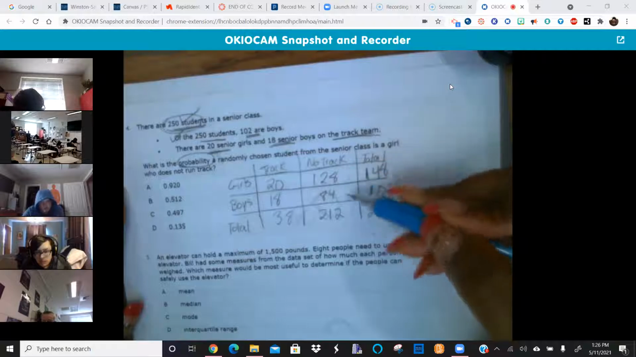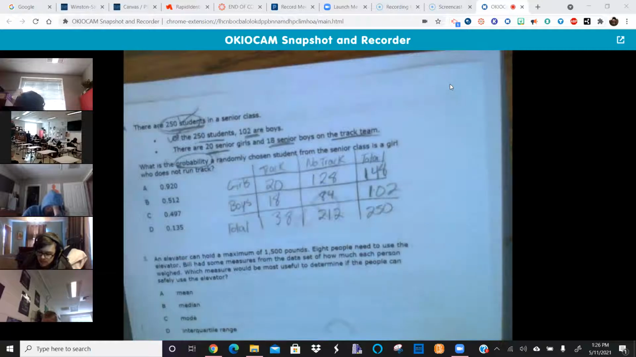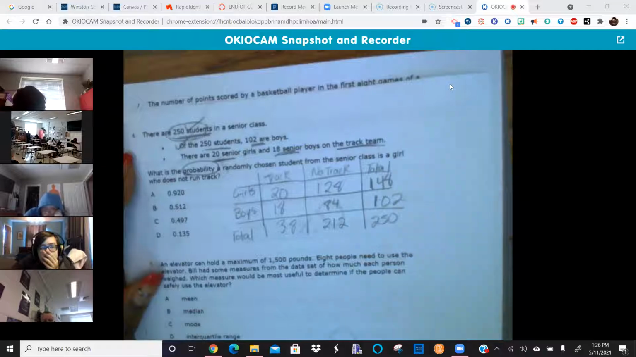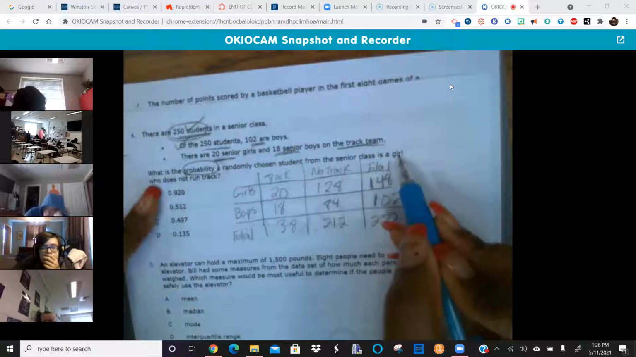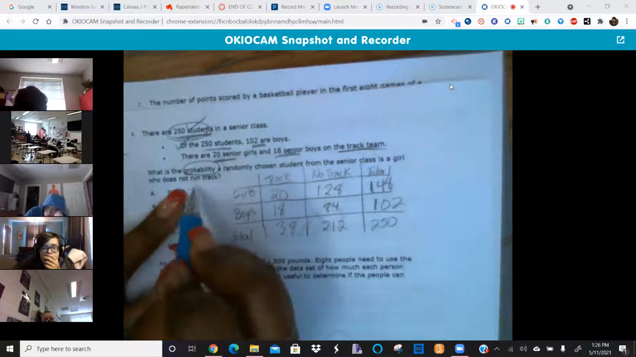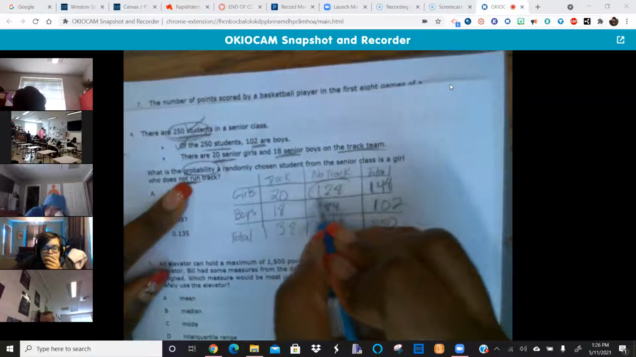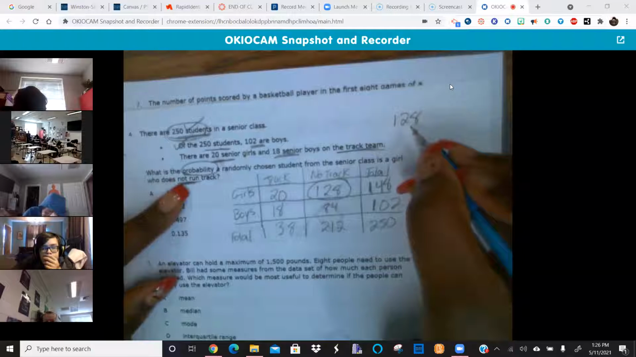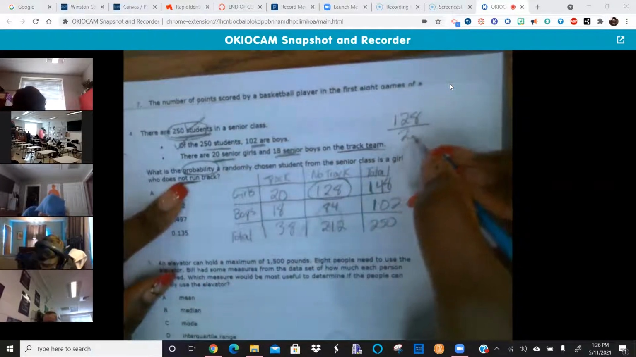Now these two numbers added together gives you this 212. So now you have a good table of information. So now you can answer your probability questions because you know how many of everything that falls in every category. So the probability a random student is chosen from the senior class is a girl who runs track. So girls that run, girls who do not run track. Ooh, that's important. We almost got the wrong answer there. Girls that do not run track is going to be this number right here, 128. Okay, so that's what you're looking for over the total number, which is 250.